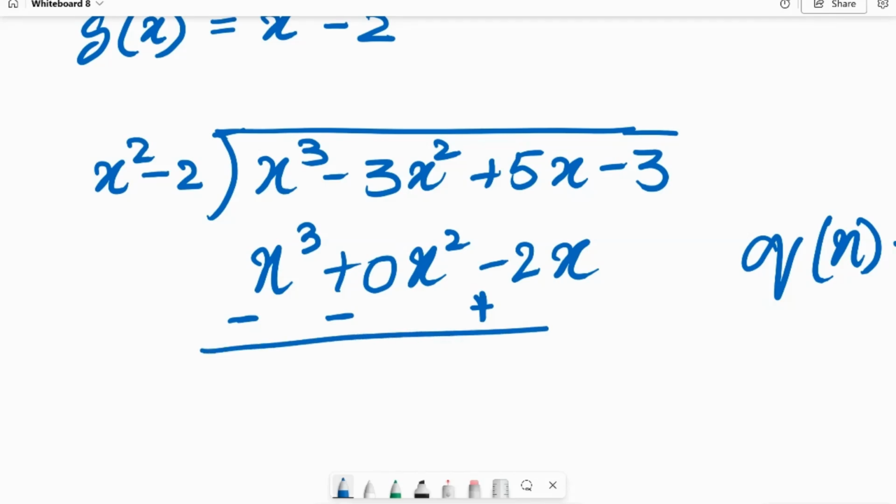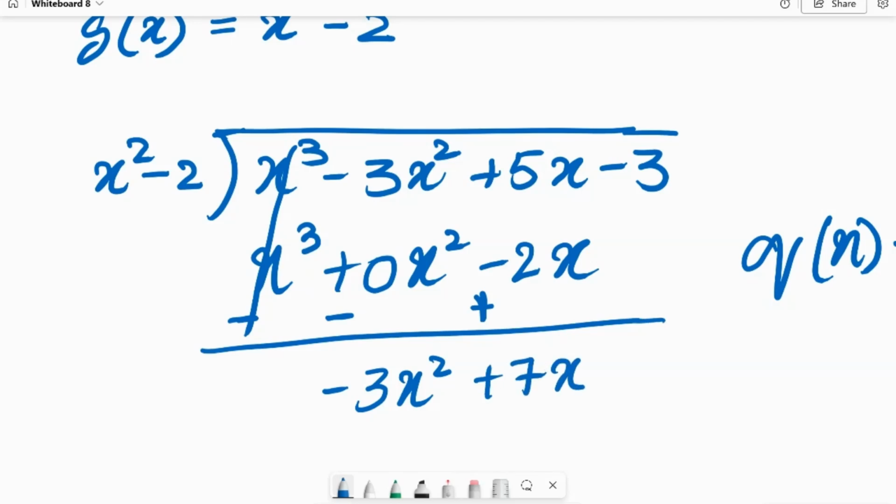Now consider all the new signs of the equation. So x cube minus x cube would be 0, minus 3x square minus 0x square would be minus 3x square, and 5x plus 2x would be 7x. Next, the division is not complete.